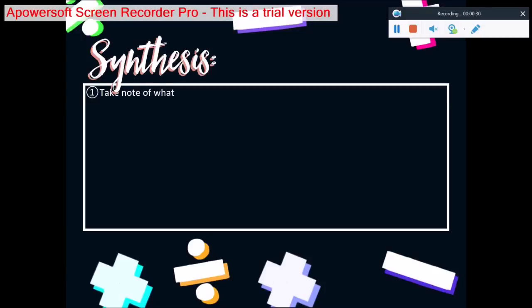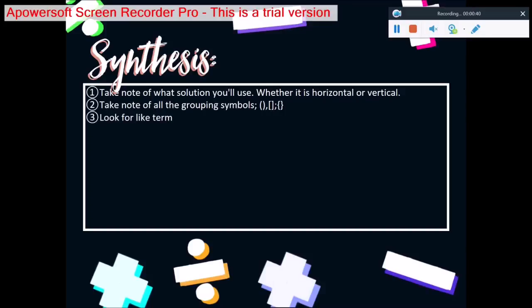So onto the synthesis. First, take note of what solution you'll use, whether it is horizontal or vertical. Second, take note of all the grouping symbols. Third, look for like terms. Remember that you only perform subtraction only on like terms.